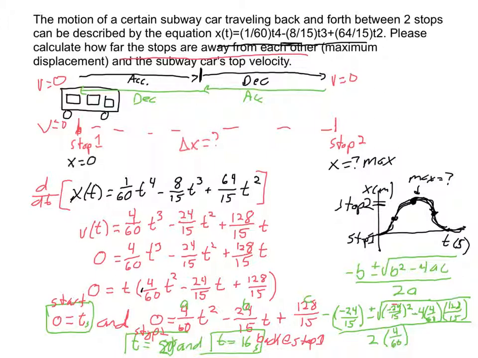So what we do is we take these 3 times and plug them back into our original equation, x of t equals 1 over 60 t to the 4th, and so on. So we're going to plug it back in there and solve for x. We have 3 times to plug back in and solve for x. Whichever one is the largest, which we're assuming is going to be at 8.0 seconds, that's going to be how far away stop number 2 is.